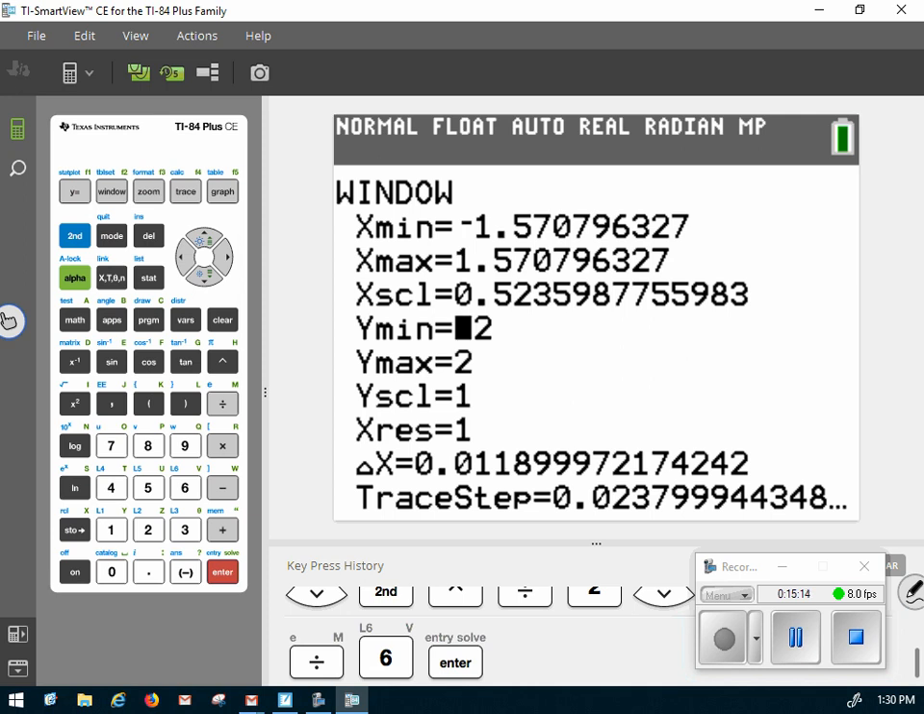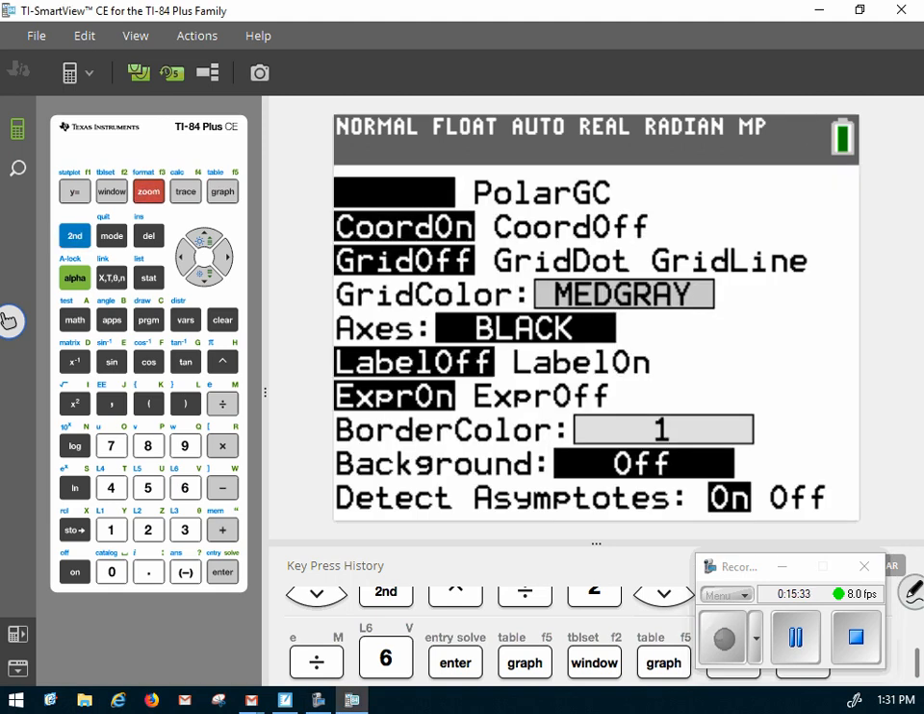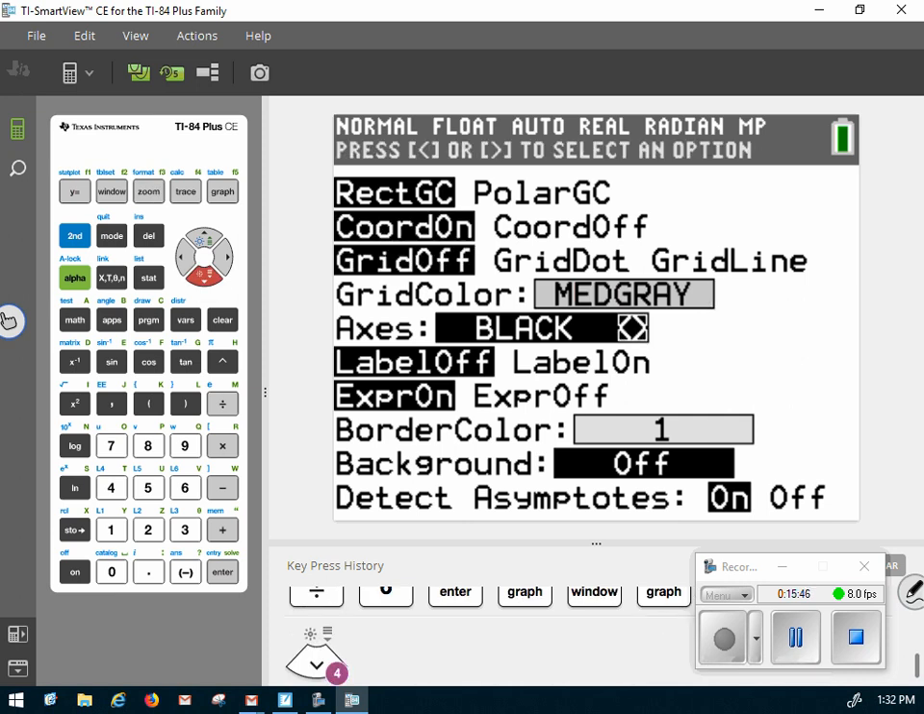Now, I want you to graph it. We've got to go fast because we've got to get this done. I want you to go to Format, which is second zoom. Now yours is going to look a little different than mine. But on yours, I want you to go down to where it says Axes, On, and I want you to turn yours off. Indeed, your axes are gone.